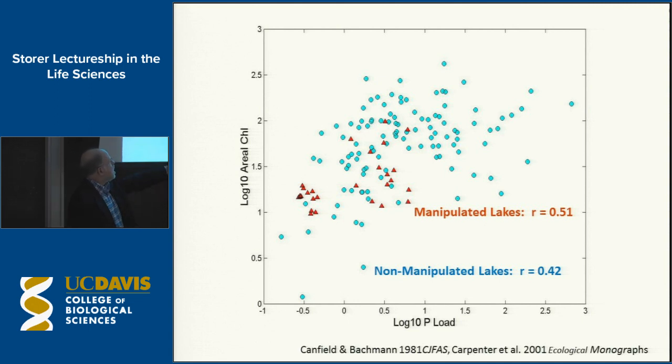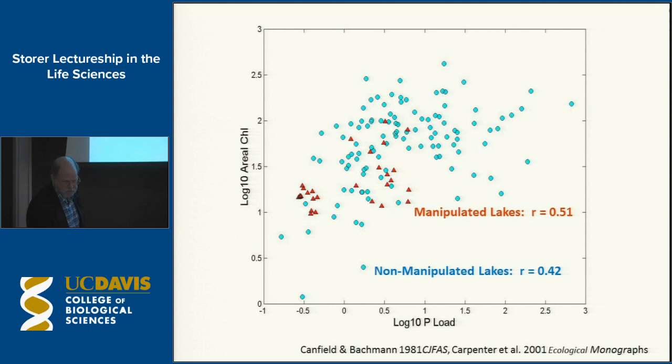What I've plotted here is the log of phosphorus load, that's the annual rate of phosphorus input to the lake, against the areal chlorophyll. That's the vertically integrated chlorophyll, plant biomass per square meter of lake surface, for a large number of lakes around the world, some of which were experimentally manipulated in red and some of which were not in cyan. And there is a significant correlation there. R is about 0.4 or so, but there's a tremendous amount of scatter. For lakes of a given phosphorus load, there is more than two orders of magnitude of unexplained variability. So there's something else going on.